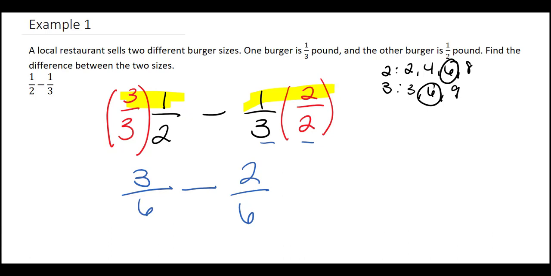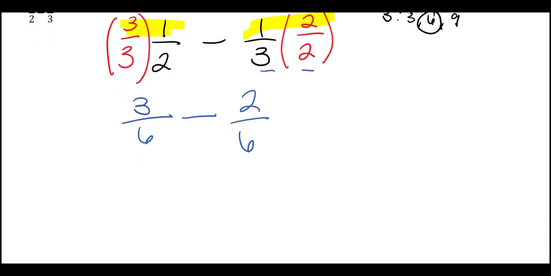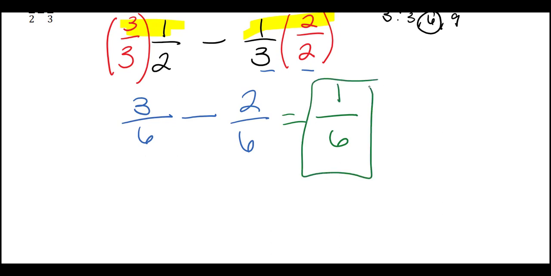But now we can actually subtract because we have a common denominator. So we have 3/6 minus 2/6. We keep our denominator, and we go 3 minus 2, so that's 1. So the difference between them is 1/6 pound. Now let's go ahead and look at the next example.